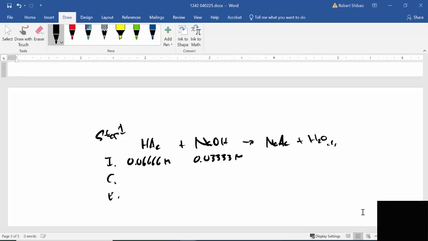Which one's the limiting reagent? The sodium hydroxide. So that's going to go down to 0. And so we're going to lose minus 0.03333 molar here, and we're going to end up with 0.03333 molar here. And then the sodium acetate, we're going to end up with 0.03333 molar here.